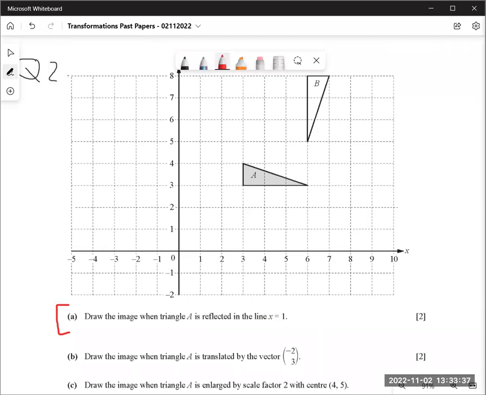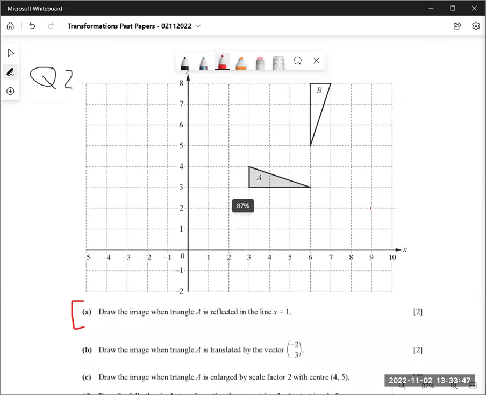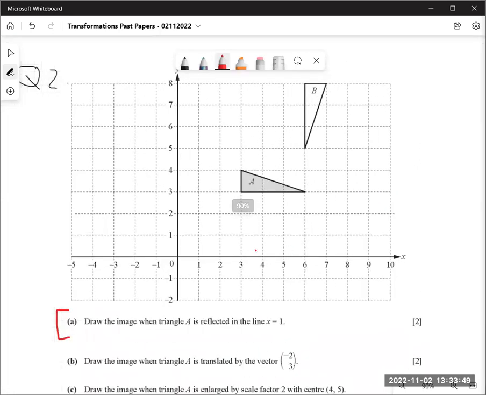Okay, so do I read the question? Anas, read the question. Yes, hurry up. Okay. Draw the image when triangle A is reflected in the line x equals 1. Okay, reflected x is equal to 1. Where's the line x equals 1? Tell me, how do I make it? So x equals 1 is right there. Wait, I'll draw it.